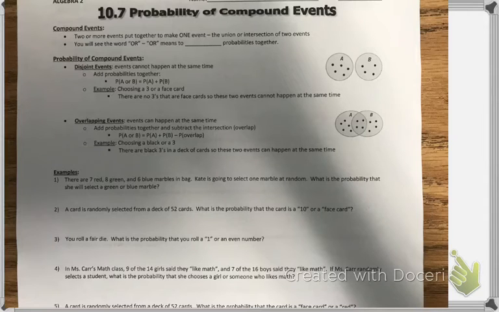Alright, what's up everybody? So today we're getting into probability regarding compound events, and then the second slide will be independent and dependent events.